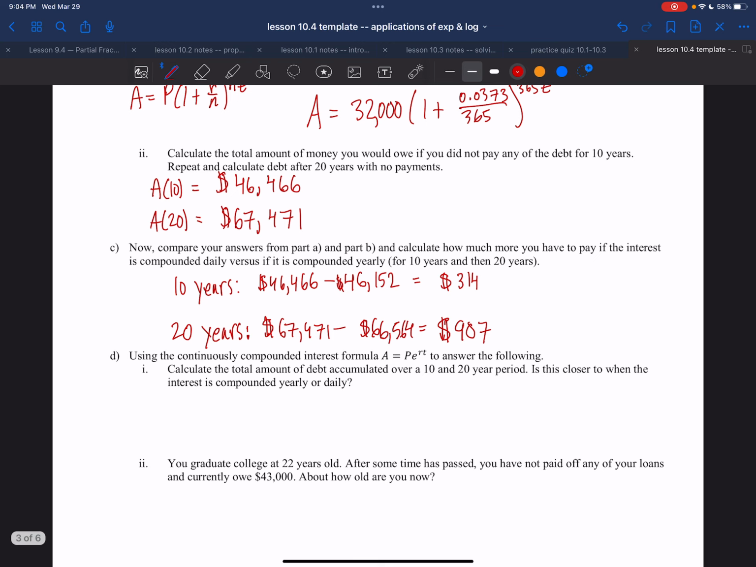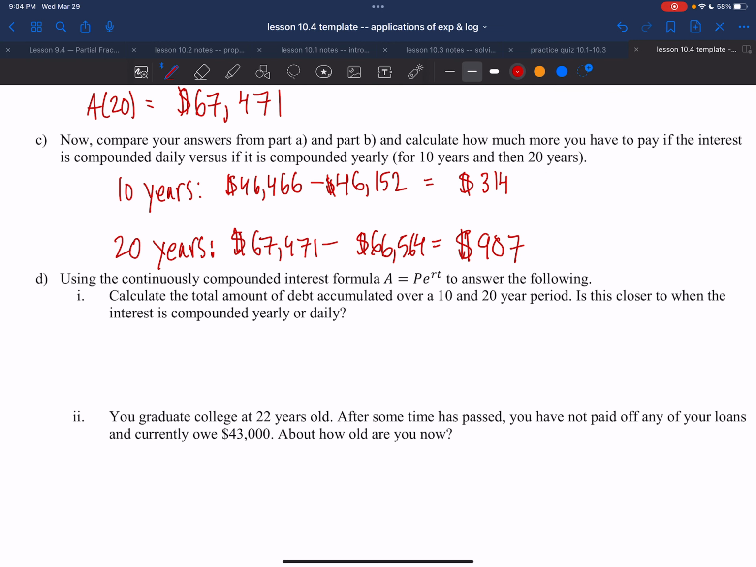Now, look, that's not a lot. Now, I mean, it is a lot. I mean, $907 is almost 2 PlayStation 5s, which I would enjoy having.